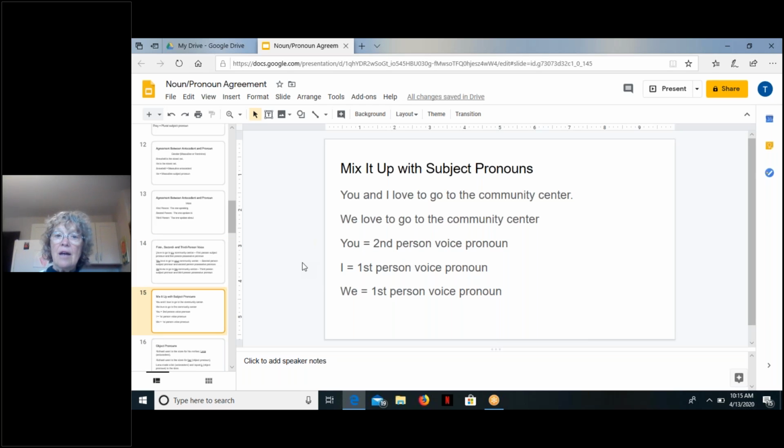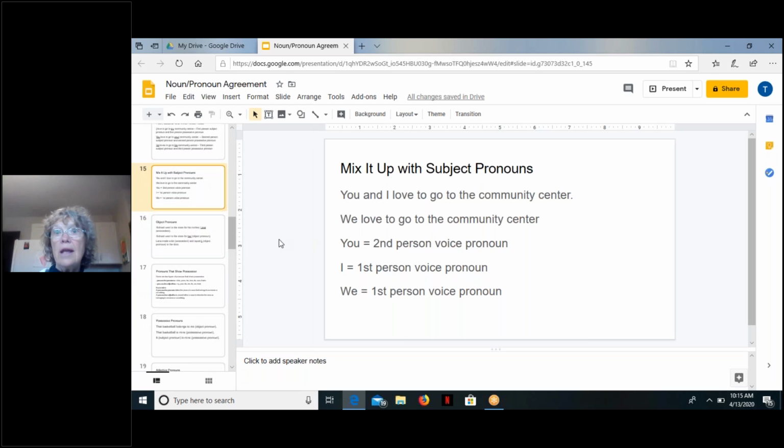You and I love to go to our community center. You are the second person pronoun. I'm the first person pronoun. And we love to go to the community center. We could also refer to you and I as we. We love to go to the community center. We're still using a first person pronoun to refer to the two of us because we are the ones speaking.